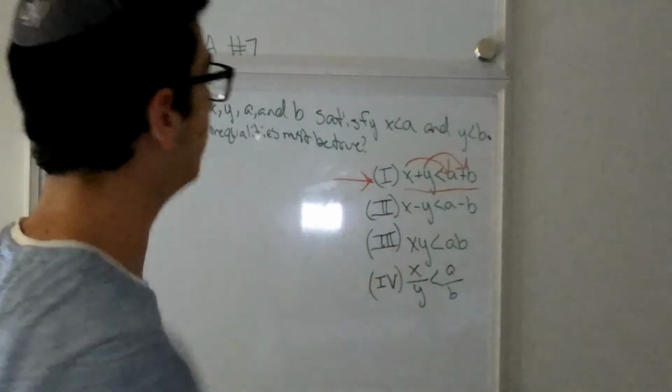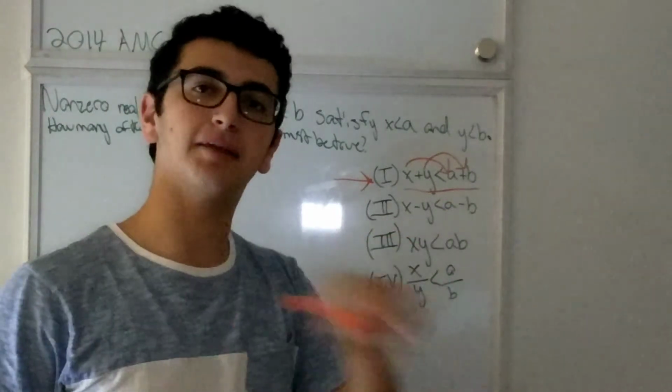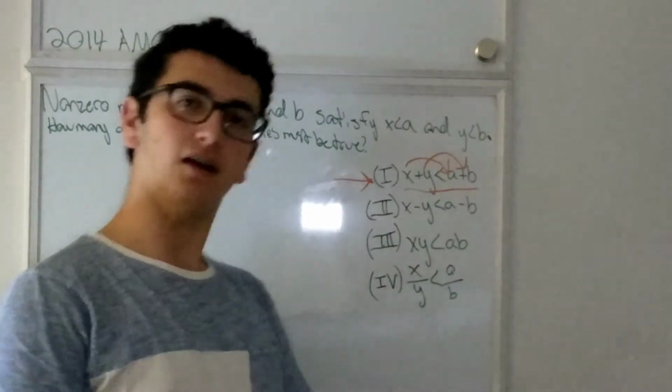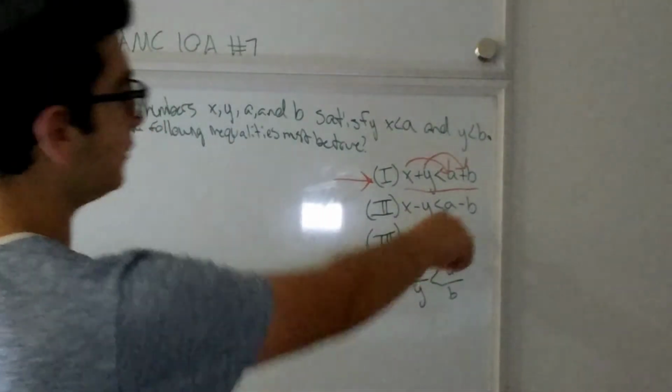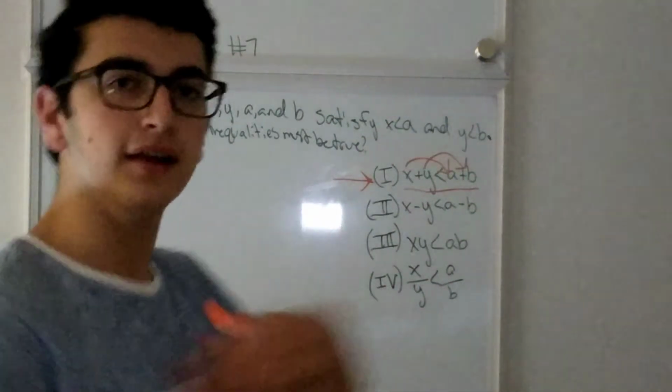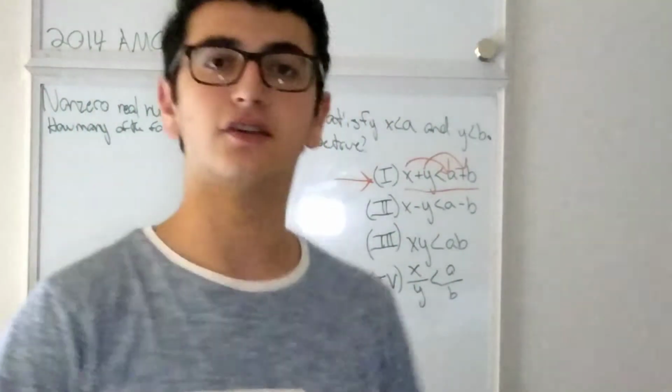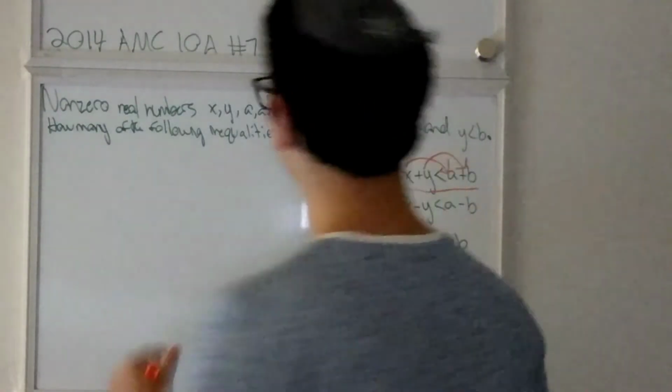Okay, number 2. X minus y is less than a minus b. Now you might be thinking, oh, yeah, sounds about right, because we have minus y minus b, those two correspond. No, we're not allowed to subtract inequalities. I'm going to give you an example.